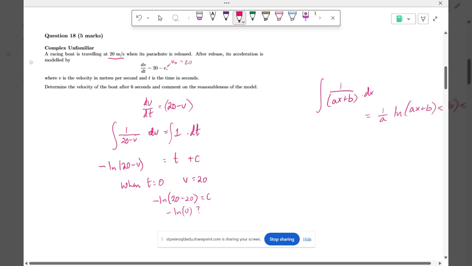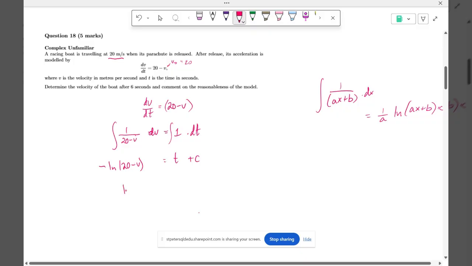So determine the velocity of the boat after 6 seconds. It's still going to be 20 meters per second. This is not a reasonable model because the parachute didn't slow the speedboat down. I really just wanted to show you that first little bit again, how we get to there. Even though this question doesn't work, so you don't need to panic too much about this one, I could try and continue to solve this.